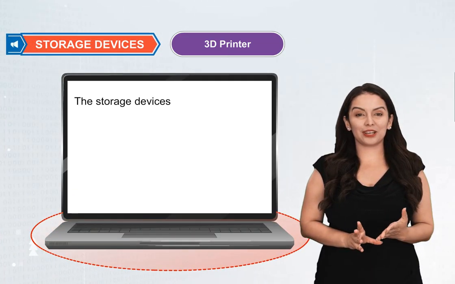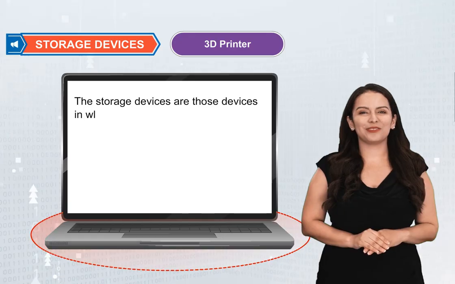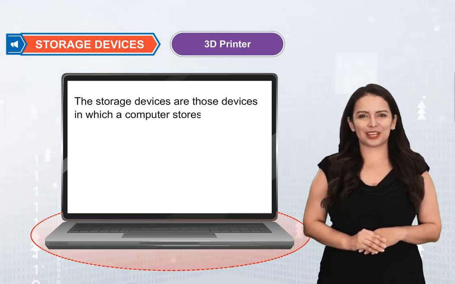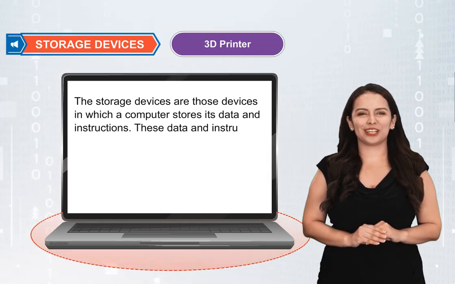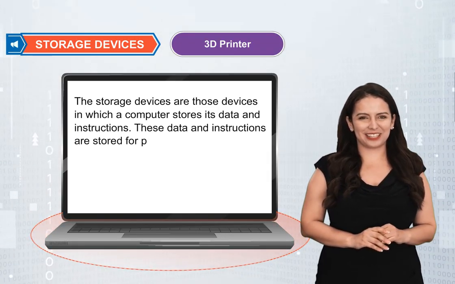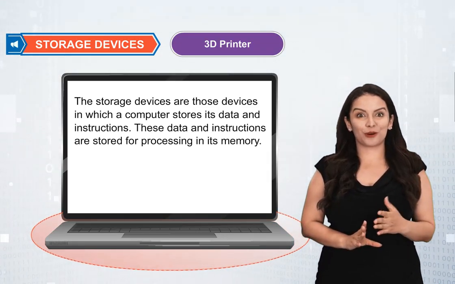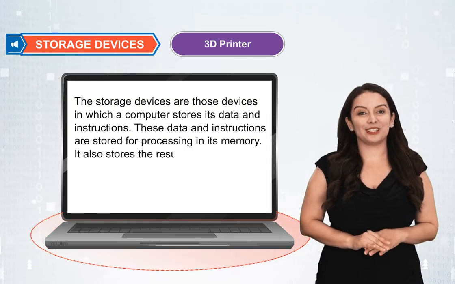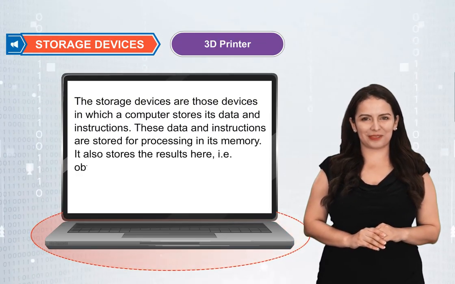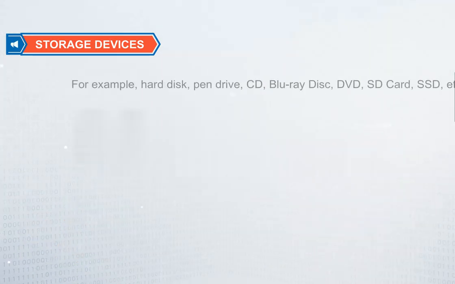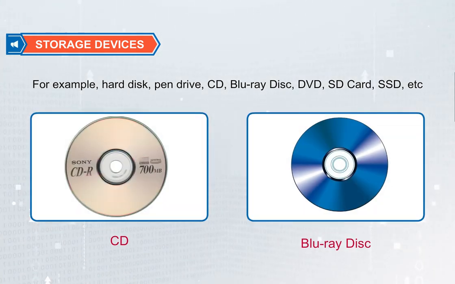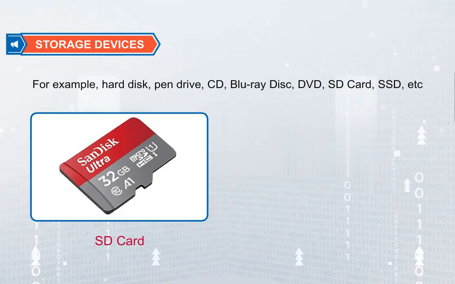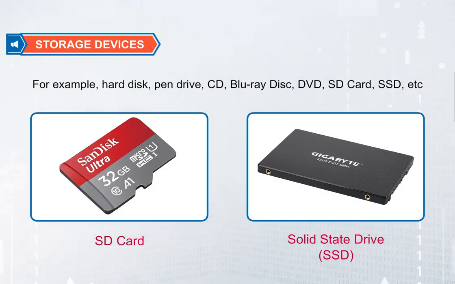Storage devices. The storage devices are those devices in which a computer stores its data and instructions. These data and instructions are stored for processing in its memory. It also stores the results obtained after processing. For example, hard disk, pen drive, CD, Blu-ray disc, DVD, SD card, SSD, etc.